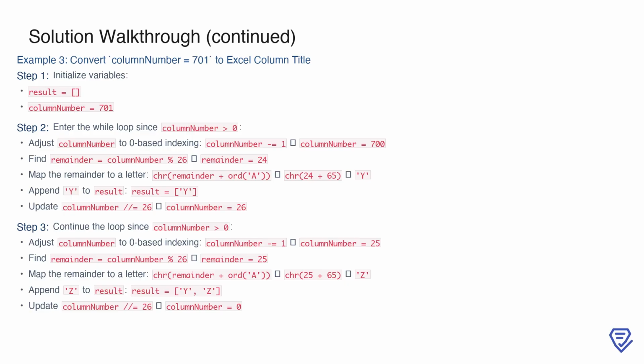Because column number is still greater than 0, we continue the loop. This time, we adjust column number to 0-based indexing again, subtracting 1 to get 25. We calculate the remainder of 25 modulo 26, which is 25. This remainder maps to the letter Z, so we append Z to the result list. After appending, we update column number by dividing it by 26, reducing it to 0.